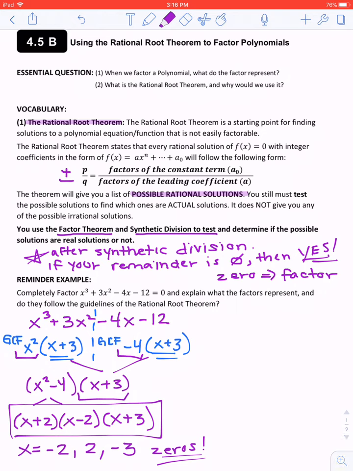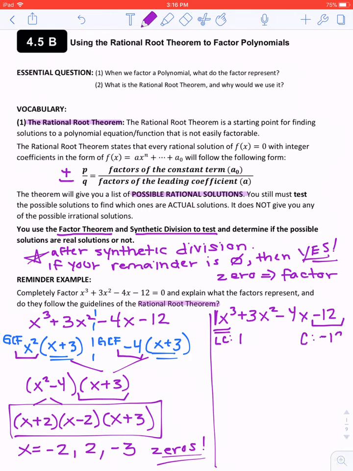If we were using the rational root theorem, this is what it would look like. I would take my polynomial, so I would take my x cubed plus 3x squared minus 4x minus 12. There's a 1 right here. All right, so my lead coefficient is 1. My constant is -12, and it actually doesn't matter if it's a +12 or -12 because that plus or minus in front of the p over q term will kind of negate that in the end anyways.